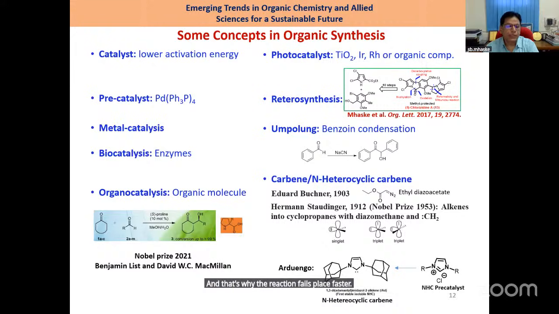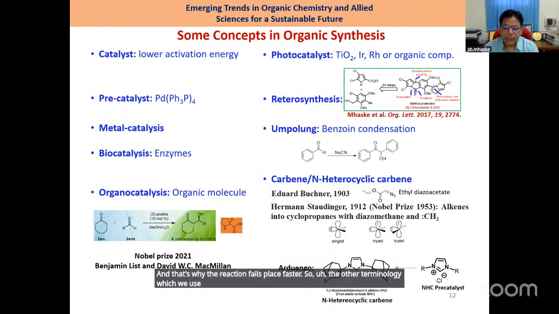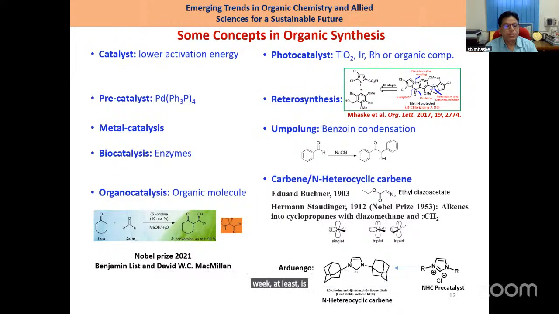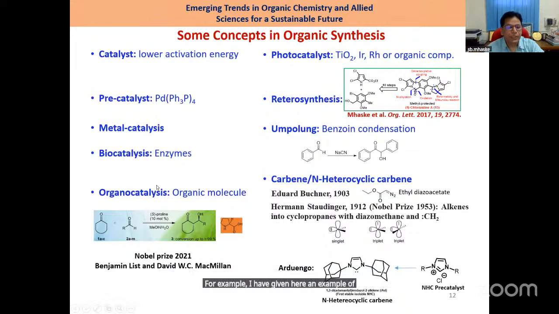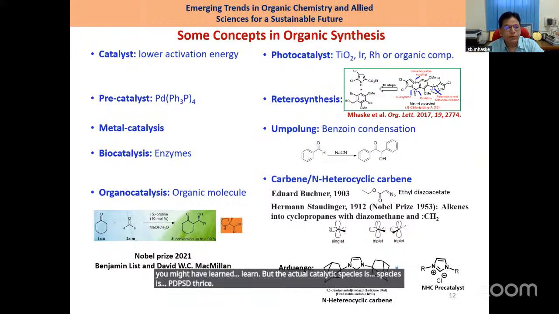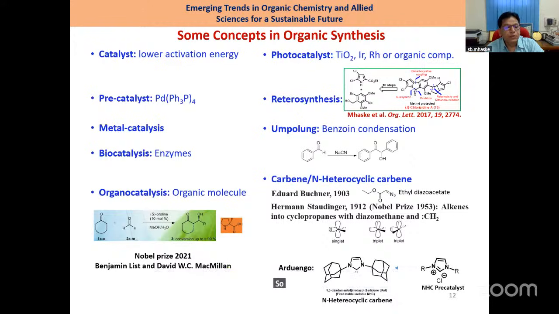The other terminology which we use is pre-catalyst. Pre-catalyst means before the actual catalyst. So these are the species which are stable and easy to handle. We can store them in bottles. For example, I have given here the example of palladium tetrakis, which is actually the catalyst used for many coupling reactions, as you might have learned. But the actual catalytic species is Pd(PPh3)3, which is formed when you add this in solvent. So the reason why we use a pre-catalyst is that we can handle it more easily, and we can store it.